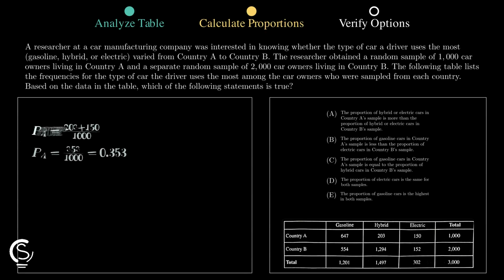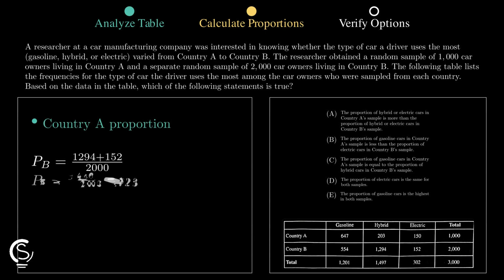Next, calculate the proportion for country B. Sum the hybrid and electric frequencies, then divide by the total sample size of 2,000. This is the climax of our comparison.